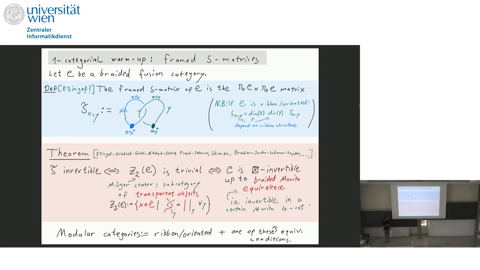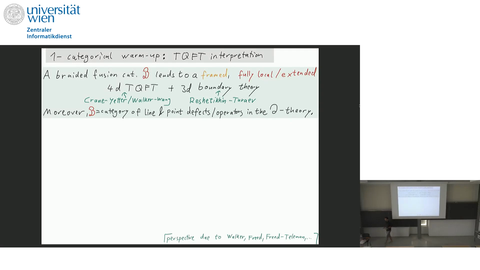So why are modular categories interesting? Because they appear in three-dimensional anomalous TQFTs. And this we can understand from the perspective of this theorem. So let me give you a little overview of that story. If I have a braided fusion category B, this leads to a framed, fully local or fully extended four-dimensional TQFT together with a three-dimensional boundary theory.